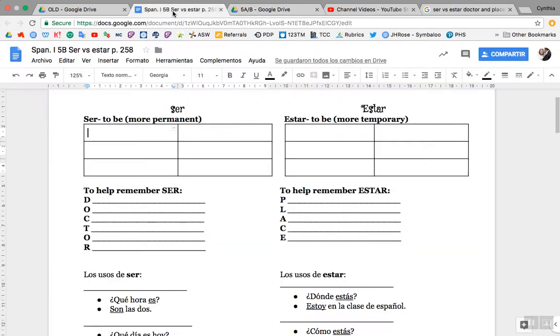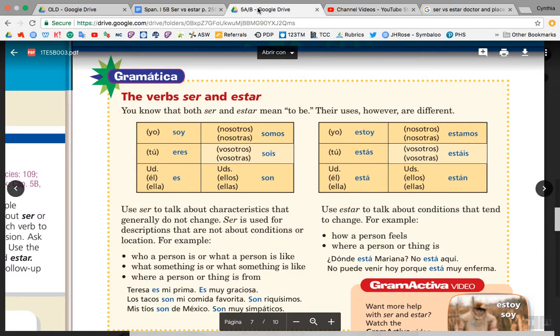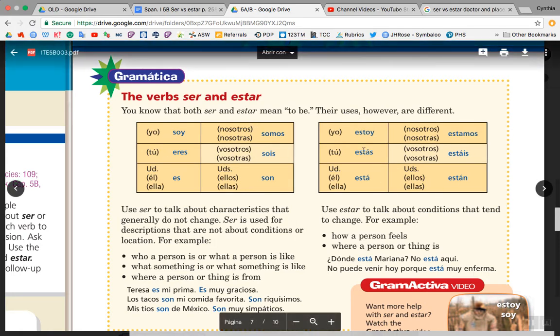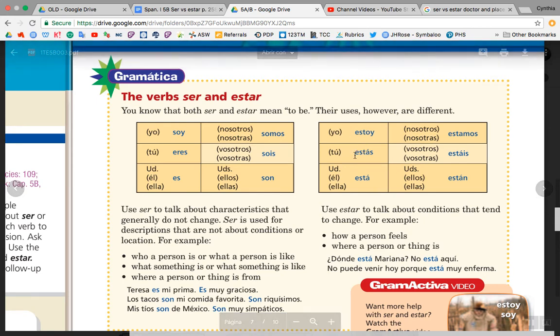So for ser, which is on the left side, we're going to, of course, just fill in the regular conjugations like we've been doing. Soy, eres, es, somos, sois, son. And then on the right side of our paper, we're going to do estar. Estoy, estás, está, estamos, estáis, están.